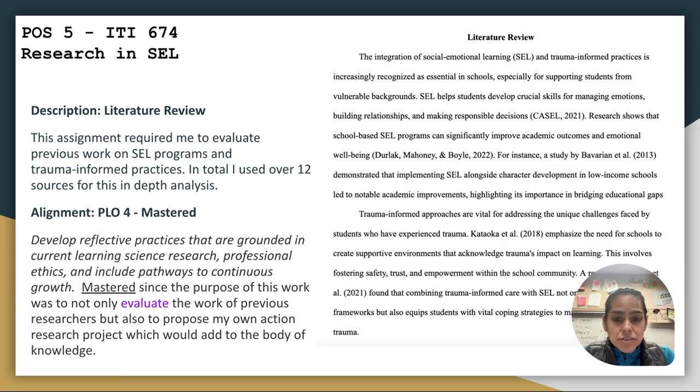I chose mastered since the purpose of this work was not only to evaluate previous work from other researchers, but to also propose my own action research project and to add to the body of knowledge.